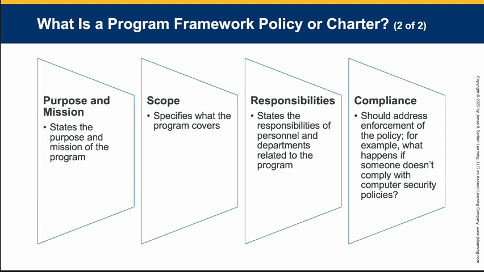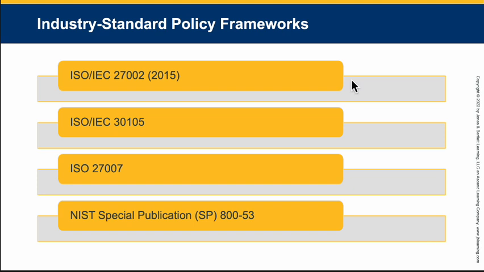In the previous class we did mention the different types of international standards. For example, we have ISO or International Security Standard. Here we have IEC 27002, which was implemented in 2015, IEC 30105, ISO 27007, and NIST Special Publication 800-53.